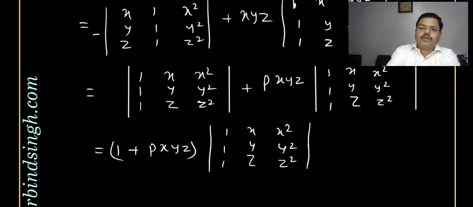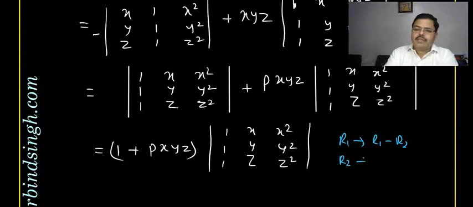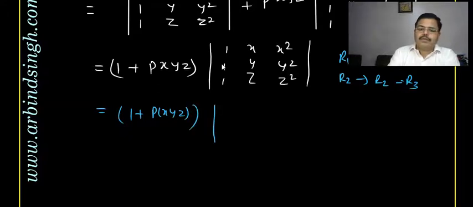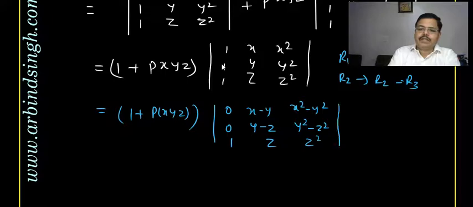Now you know what to do. You have to proceed at this level, that r1 tends to r1 minus r2, and r2 tends to r2 minus r3, so that it will come 0, and x minus y is a factor as well. So in the next step I am writing: 1 plus p x y z, and here 0, x minus y, x square minus y square, 0, y minus z, y square minus z square, 1, z and z square, that will come.